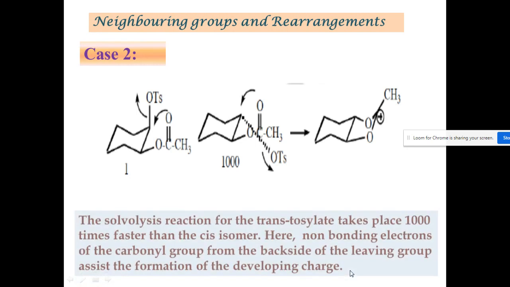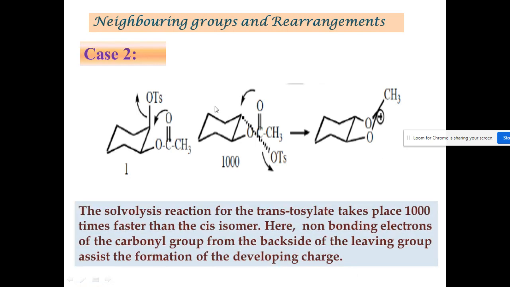Now, case 2, where from this picture we can see the solvolysis reaction for the trans tosylate takes place 1000 times faster than the cis isomer. Here, non-bonding electrons of the carbonyl group from the backside of the leaving group assist the formation of developing charge.